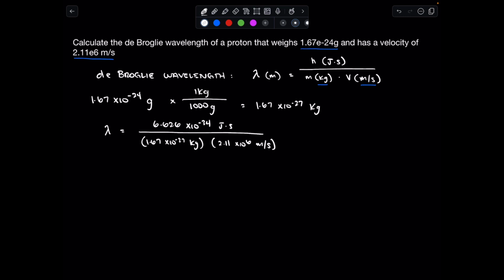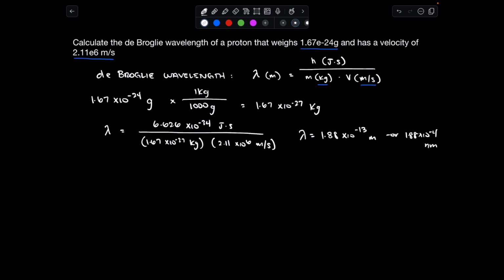So we have our joules times seconds on top, our kilograms on the bottom, and our meters over seconds on the bottom. So let's just get to our number first, and then we'll worry about our units. If we plug this into our calculator, our lambda is going to come out to 1.88 times 10 to the minus 13 meters, or 1.88 times 10 to the minus 4 nanometers. Now let's show how we got there using those units.